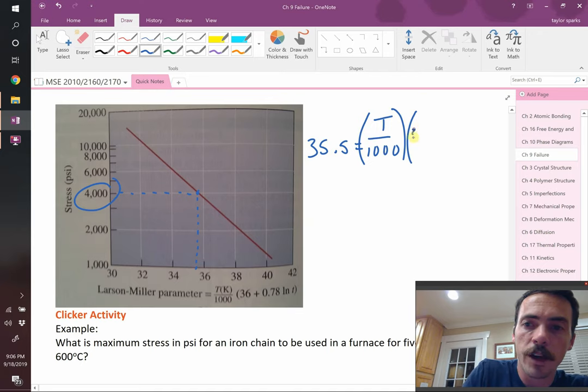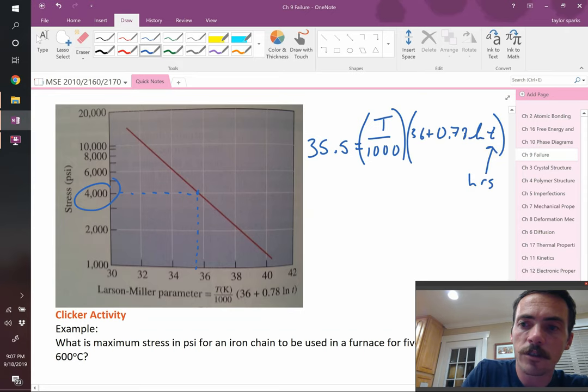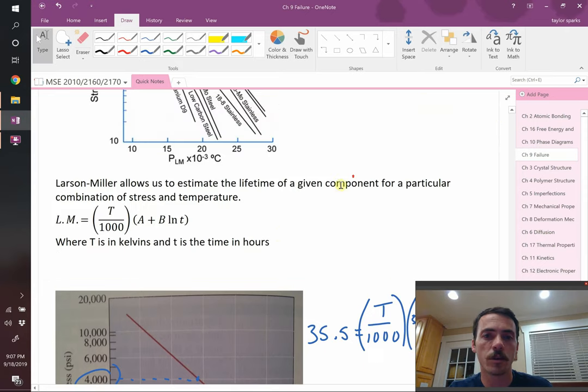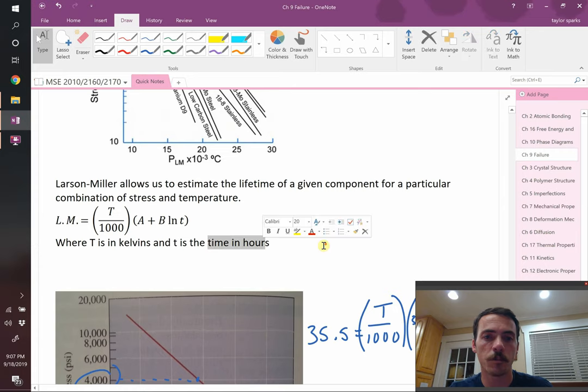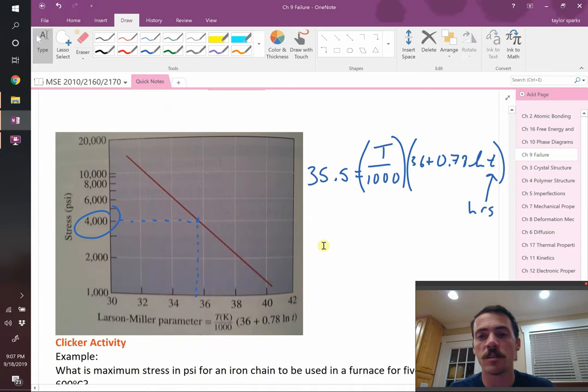multiplied by 36 plus 0.78 natural log of T. And that needs to be in hours. That's typically how these things are defined, where T is in hours, right? Right here, T is in hours. So then I could say, okay, if the temperature is 400 Kelvin, you could plug that in, and I could tell you it's going to last T number of hours. We could solve for T.